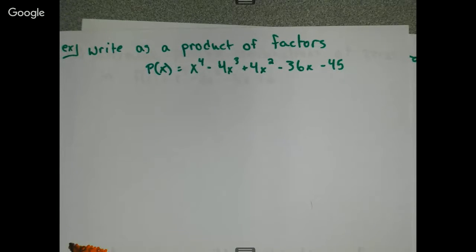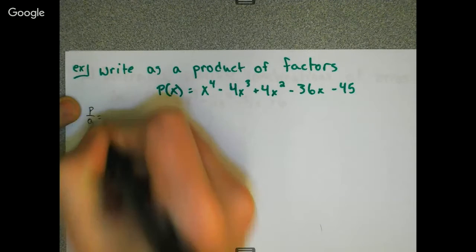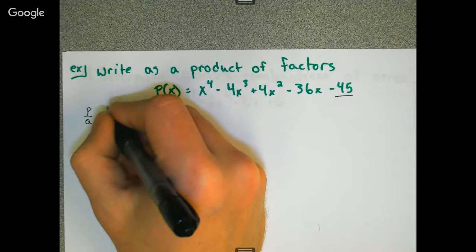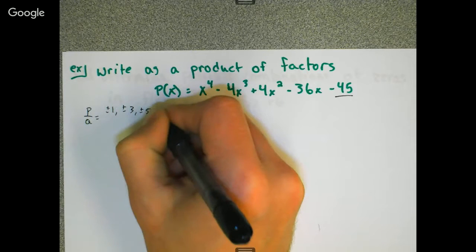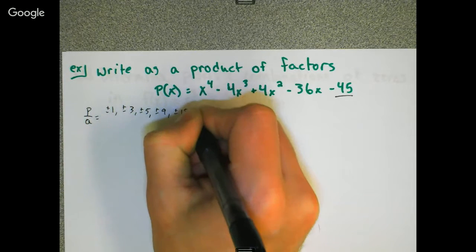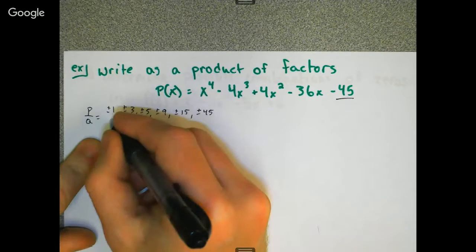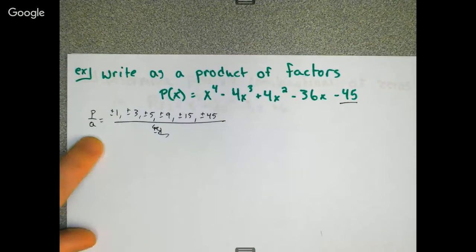Okay, so write as a product of factors. All right, in order to do this, we first want to determine our factors, or our possible roots. So we'll do P's and Q's. This is P, so 45. So I need factors of 45. So that's plus minus 1, plus minus 3, plus minus 5, plus minus 9, plus minus 15, plus minus 45, all over plus minus 1. Which I really don't need, because they're the same. They won't change.